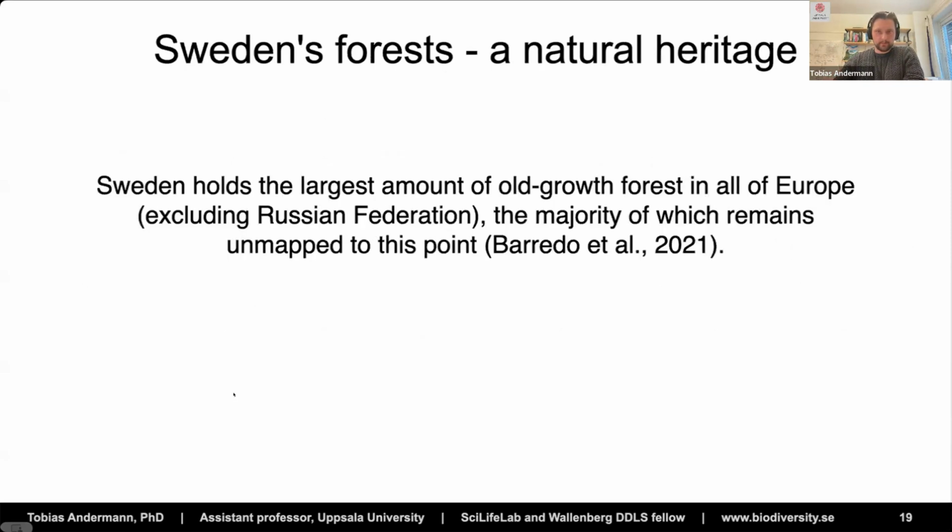And when we look at Sweden's forest, out of the European primary forest or old growth forest, Sweden actually holds the large majority of those forests, if we exclude the Russian Federation as belonging to Europe. And the majority of this is actually unmapped at this point. So we have pretty good data in Sweden in general on forest management and management history, but where exactly all of the old growth and high conservation value forests are is still largely not mapped. Of course, individual forest owners often know where there are interesting parts in their forest, but there's not an overview of this data.